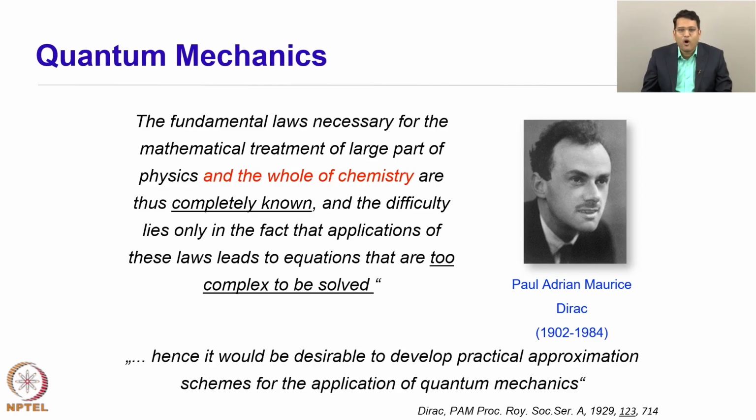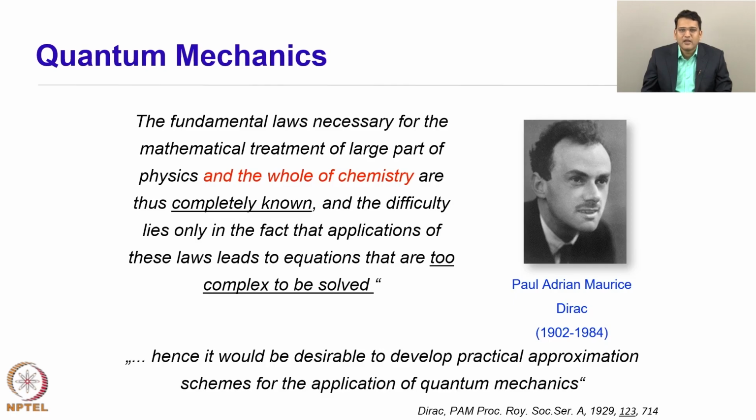And the quote goes on. Hence, it would be desirable to develop practical approximation schemes for the application of quantum mechanics. This statement, in a sense, gives you the flavor of computational chemistry. So what we do in computational chemistry is use the laws of quantum mechanics and apply them to chemical problems in an approximate format.